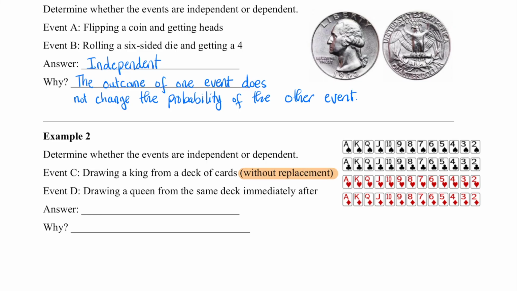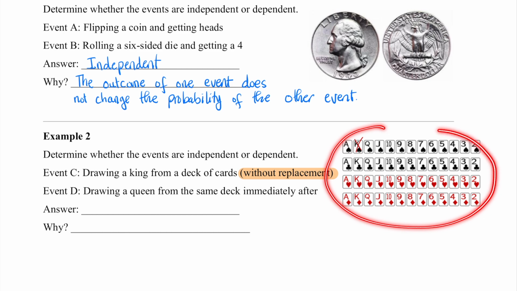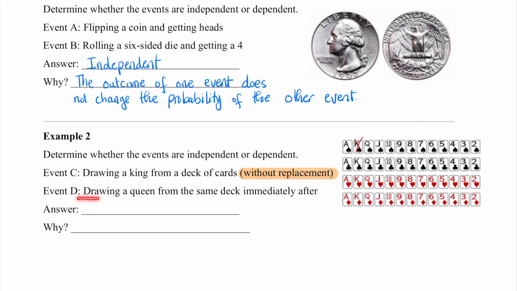Suppose the first card drawn is a king, and that king is removed from the deck of cards. Now, there are only 51 cards remaining. The composition of the deck has changed. Because of that, the probability of drawing a queen on the second draw is different than it would have been before the first draw. The first event affects the second event. Therefore, these events are dependent.